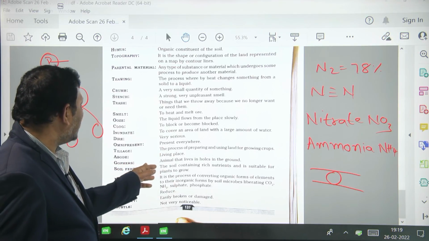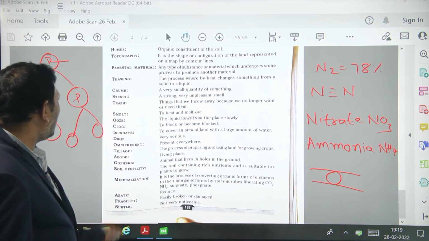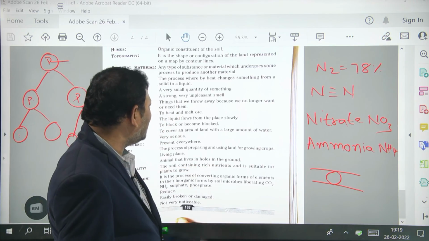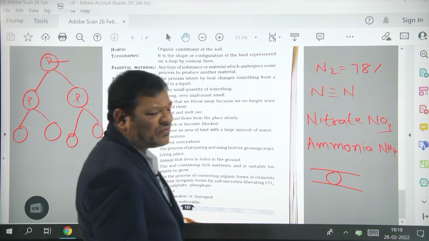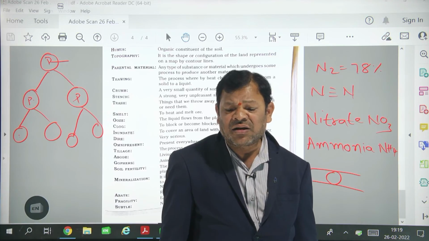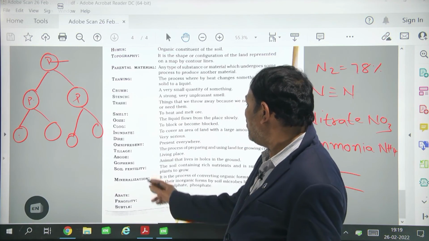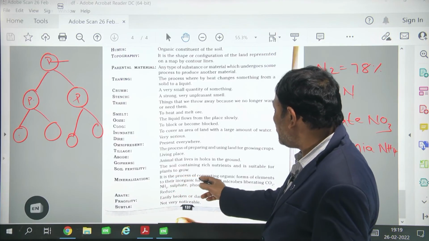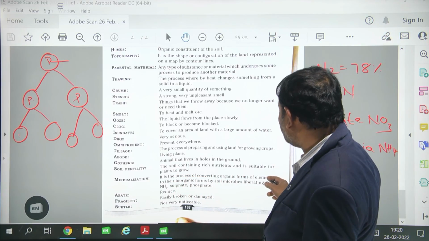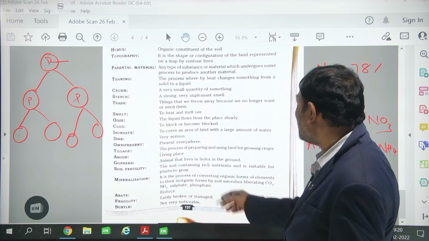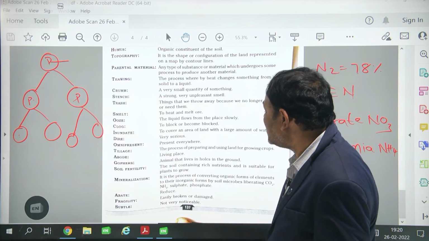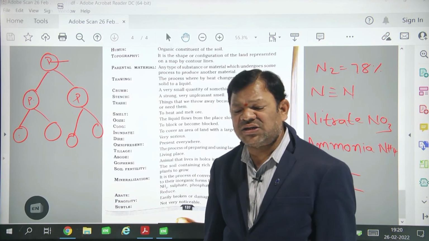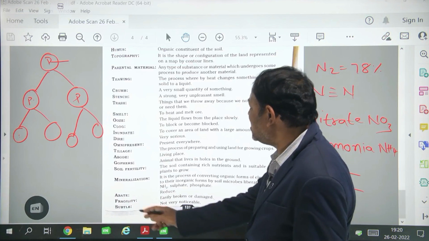Next, gophers: animals that live in holes in the ground. Soil fertility: the soil containing rich nutrients and suitable for plants to grow. When sufficient amounts of nutrients are present in the soil, that is called soil fertility. Mineralization is a process of converting organic forms of elements to their inorganic forms by soil microbes, liberating carbon dioxide, ammonia, sulfate and phosphate. That is the formation of minerals, called mineralization.